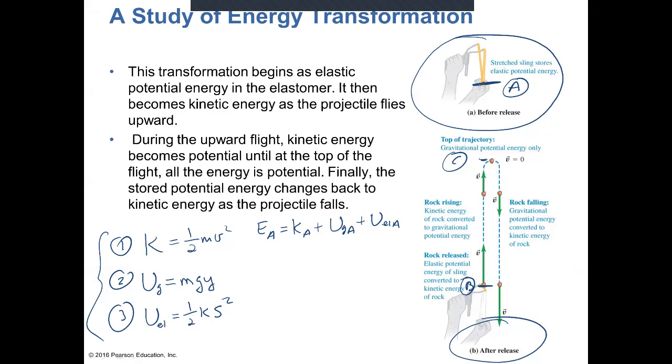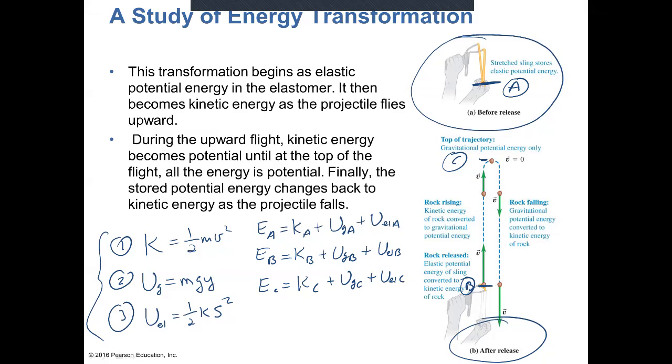Then I can say, here's my energy at point B, which is kinetic energy at point B plus gravitational potential at point B plus elastic potential at point B. Then there's also energy at point C, which is kinetic plus gravitational at C plus elastic at C. So when I'm looking at energy at any particular point, I can represent the total energy as a sum of those 3 types of energies that we're considering. And then I can compare them.